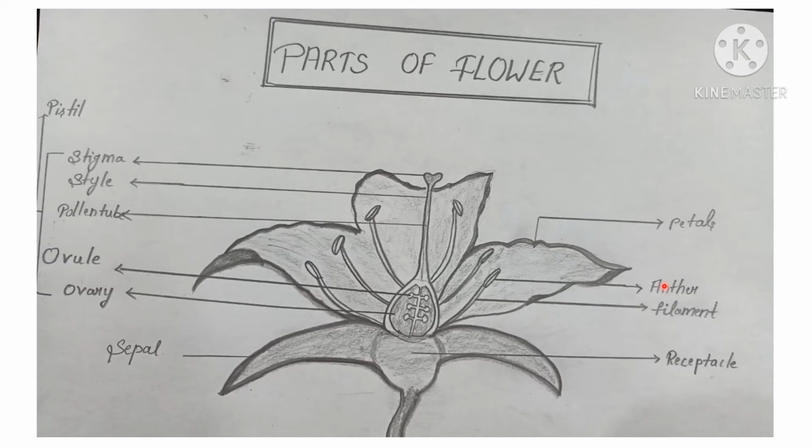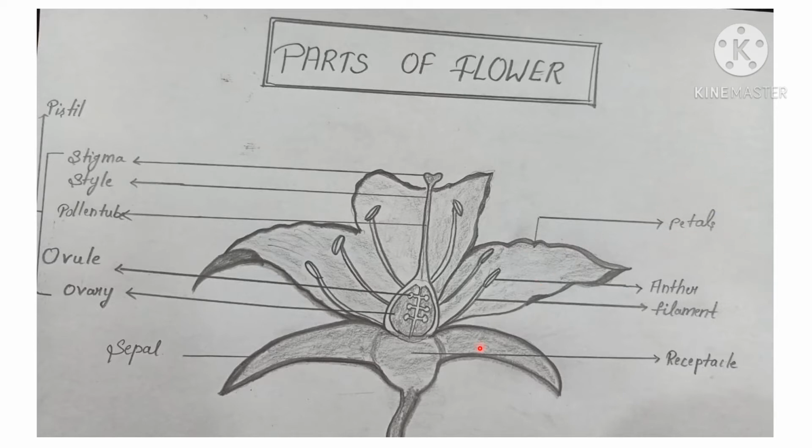Coming to the petals. Petals are the bright colored structures which are present in a flower, and they just lie above the sepals. They are often bright in color as their main function is to attract pollinators such as insects, butterflies, etc. to the flower. The petals are collectively known as corolla.